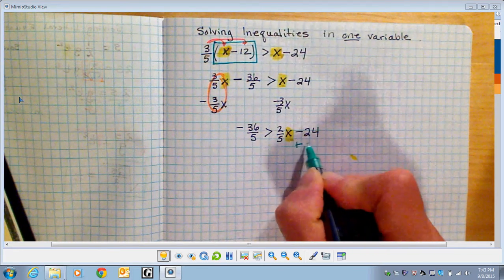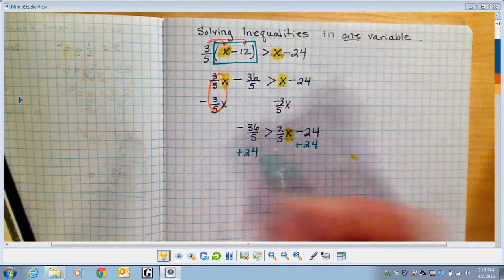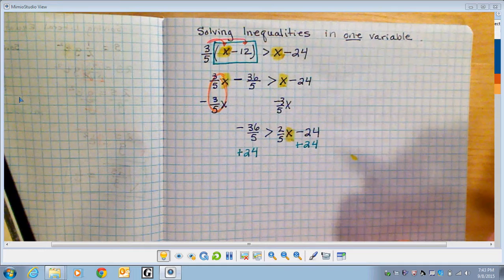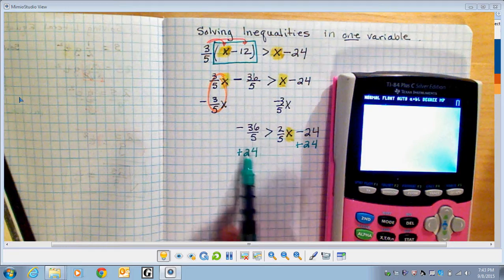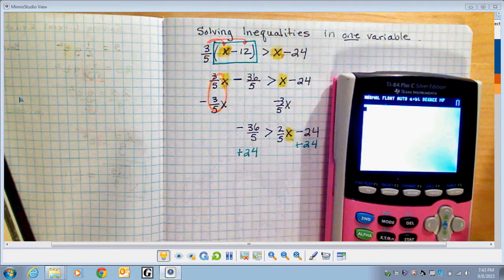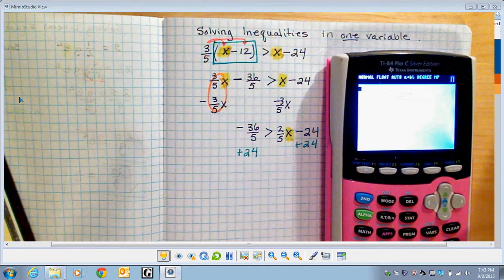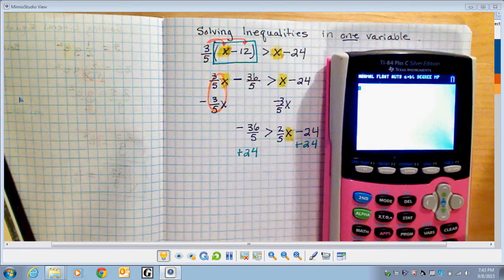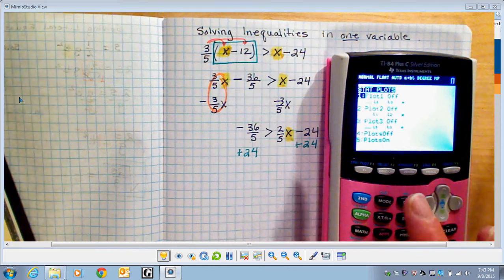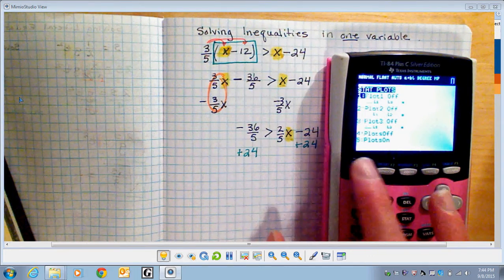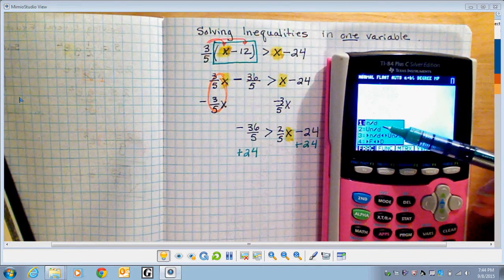I'm going to add 24 to both sides of the inequality. Okay? And because, I don't know, I don't feel like multiplying this by 5 and subtracting that from 36 and all that nonsense, so I'm going to use my calculator. One of the things I want to show you, and you don't have to do this in your calculator, but it's helpful. So if I do second F1, oh, wrong button. Sorry, it's alpha F1.